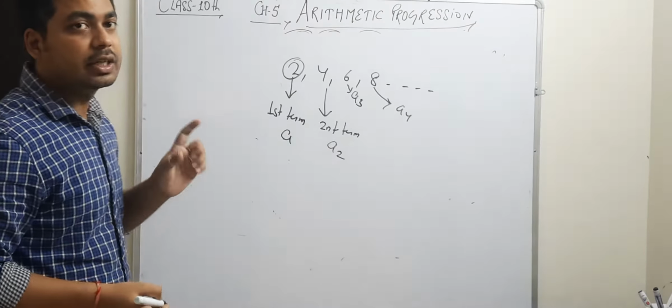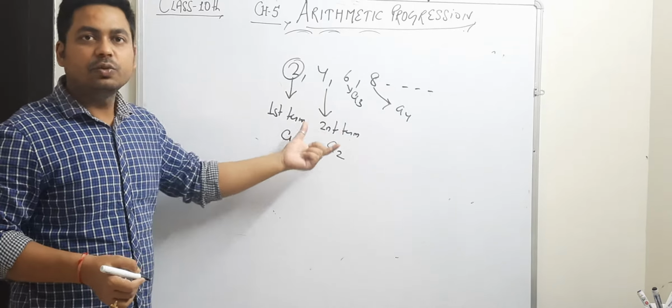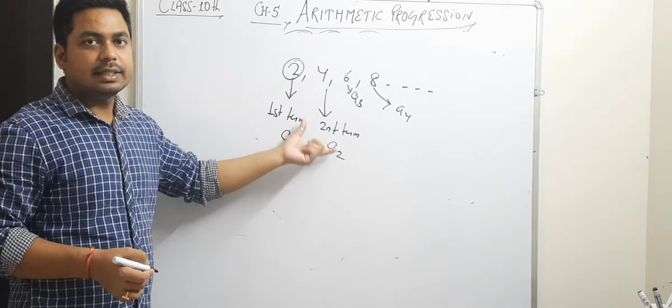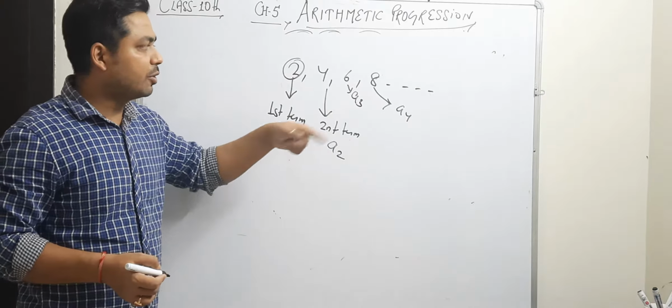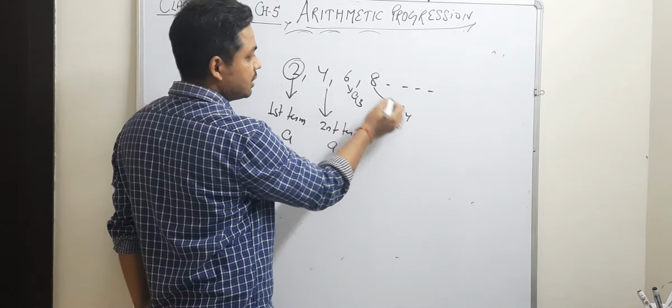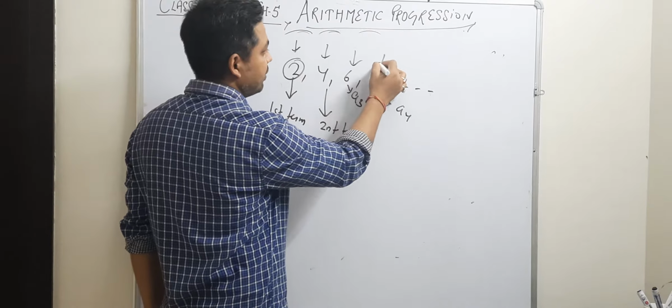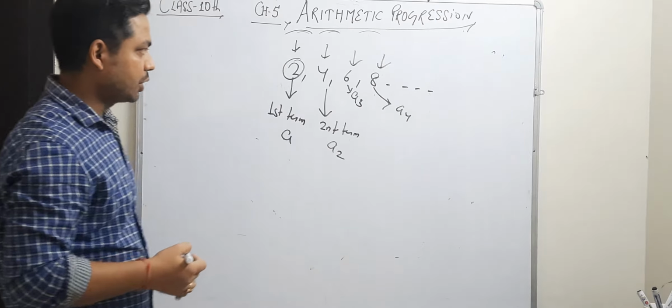These are called terms. They are denoted by A: A1, A2, A3. This represents the position of the term. If I talk about A4, it means the 4th position. This is first, second, third and fourth. A4 means 4th position.